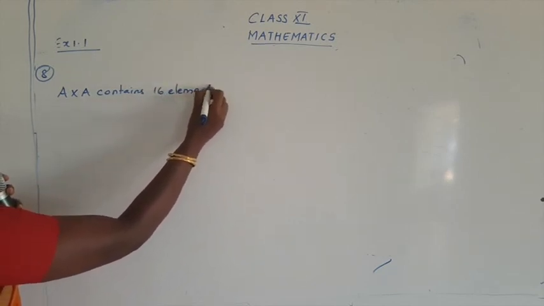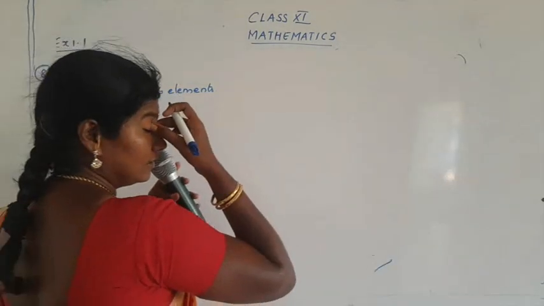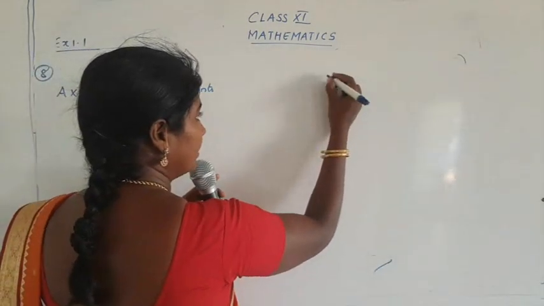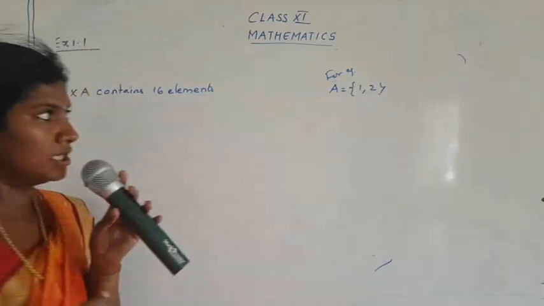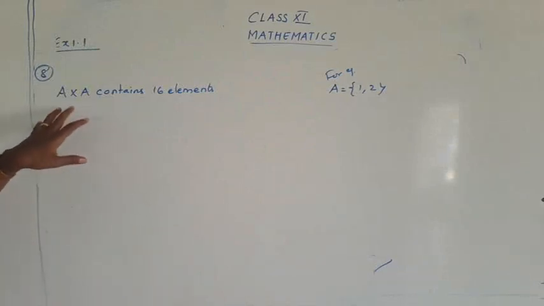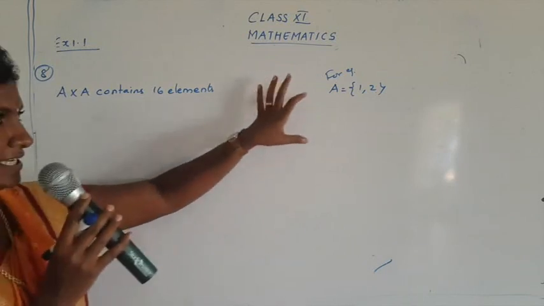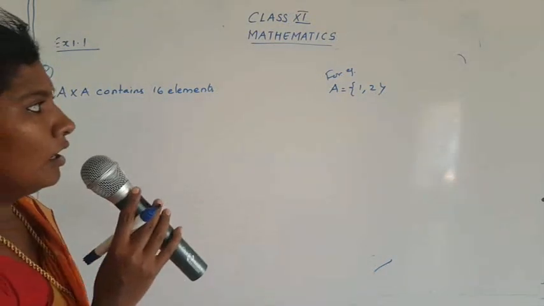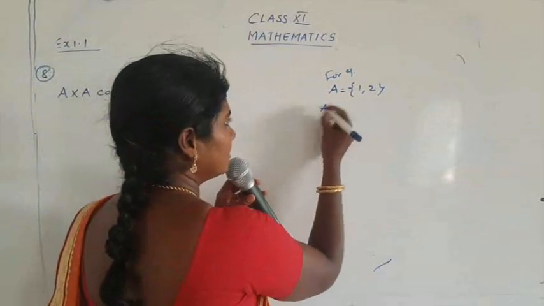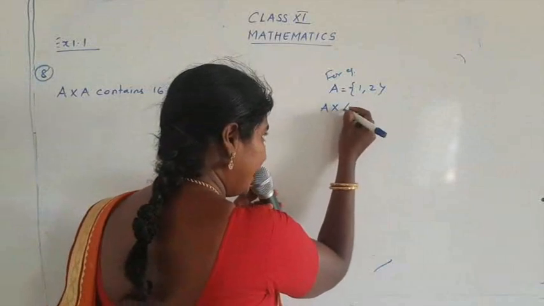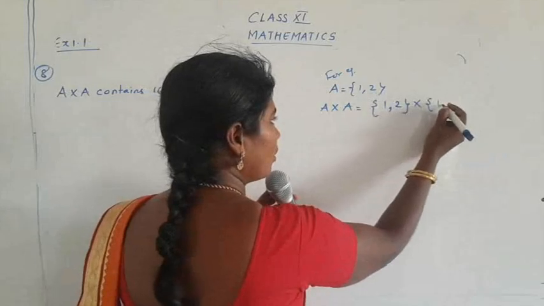Before we go to the sum, I'll just give a small example. Suppose I take the set A as {1, 2}. This is not regarding the 8th sum; it's just a small example so that this sum will be easy for you. Now I'm going to take the Cartesian product of A and A. So this becomes {1, 2} cross {1, 2}.